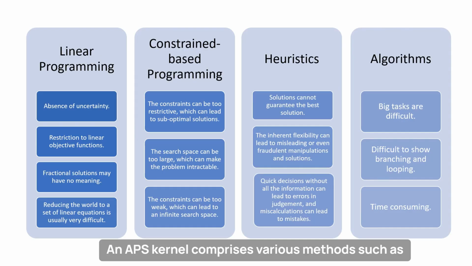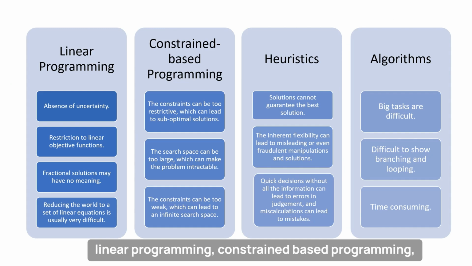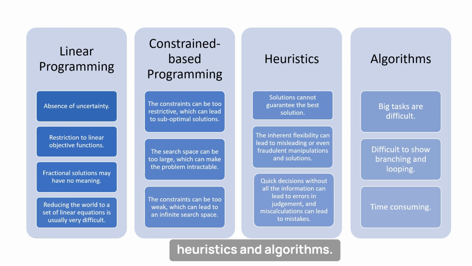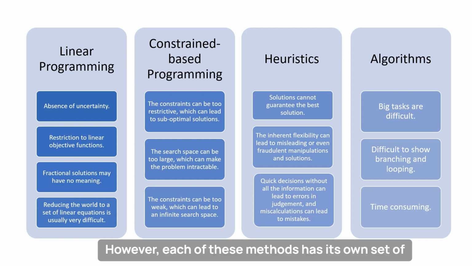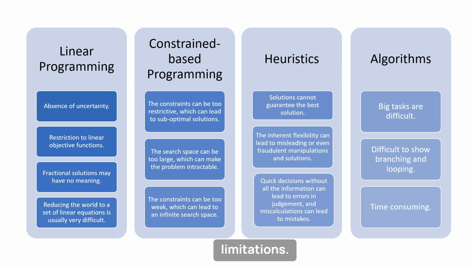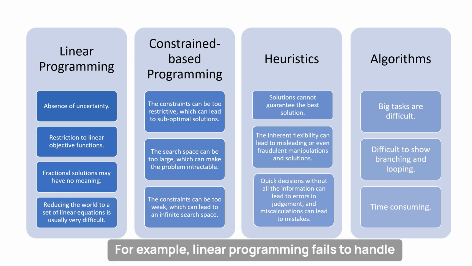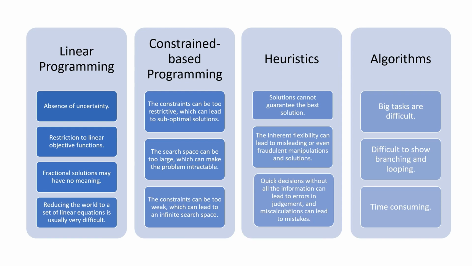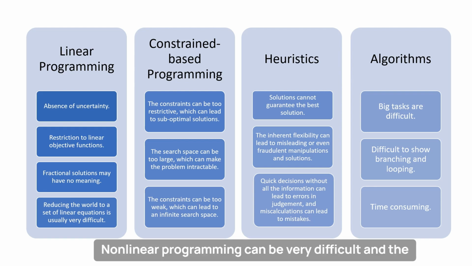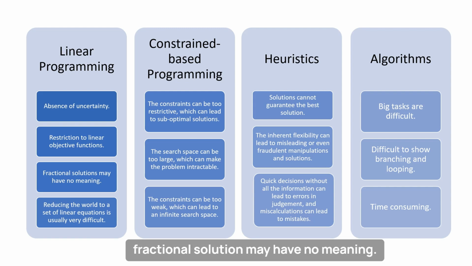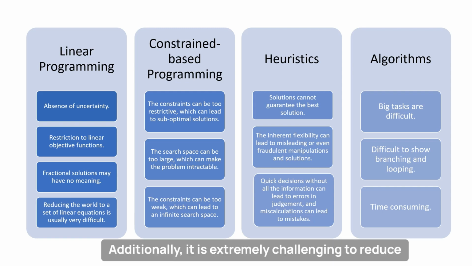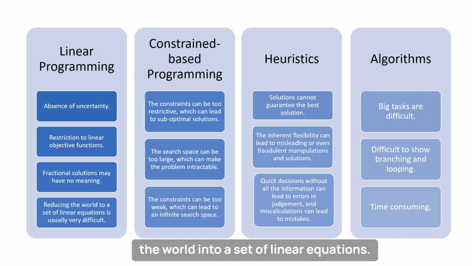The APS kernel comprises various methods such as linear programming, constraint-based programming, heuristics, and algorithms. However, each of these methods has its own set of limitations. For example, linear programming fails to handle uncertainty, and there are restrictions to linear objective functions. Nonlinear programming can be very difficult, and a fractional solution may have no meaning. Additionally, it is extremely challenging to reduce the world into a set of linear equations.